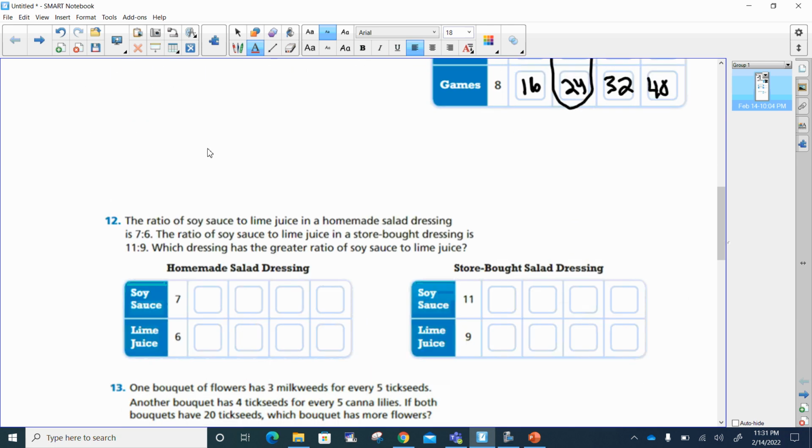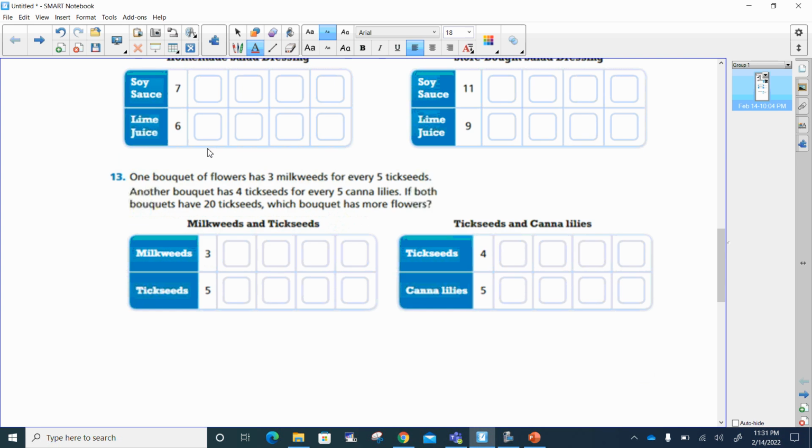That was number 11, so let's go to number 13 now. It says here, one bouquet of flowers has 3 milkweeds for every 5 tick seeds. Another bouquet has 4 tick seeds for every 5 canna lilies. If both bouquets have 20 tick seeds, which bouquet has more flowers? Let's complete this. This is 3. If I double 3, this would be 6. If I add 3 more, that'd be 9. If I add 3 more, that'd be 12. And if I add 3 more, it'd be 15.